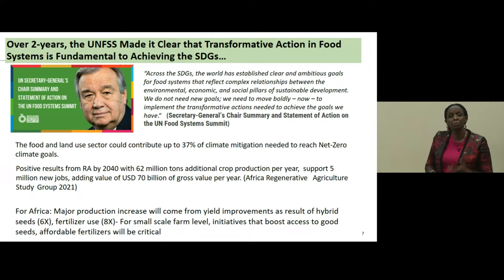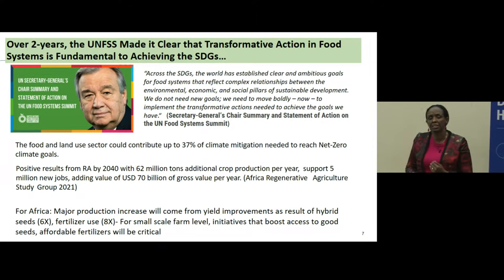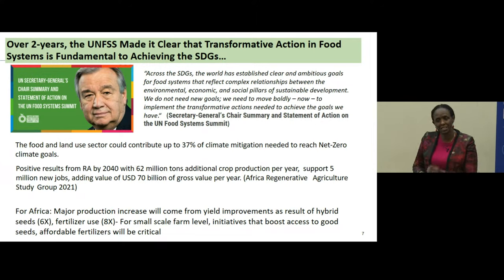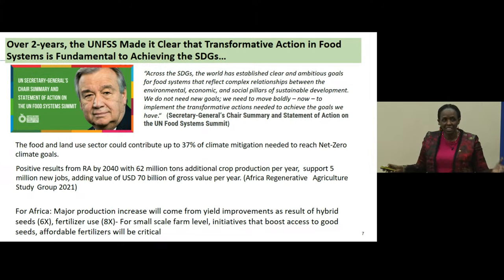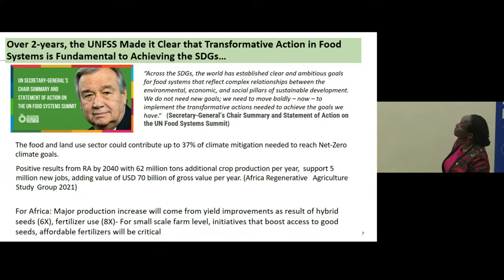The food system represents 37%. If we manage to reduce emissions in food systems, we would contribute 37% towards net zero, which is a huge opportunity. So it's not like we are lame ducks in this from a food system perspective. We are actually part of the problem, and we are actually part of the solution as well.